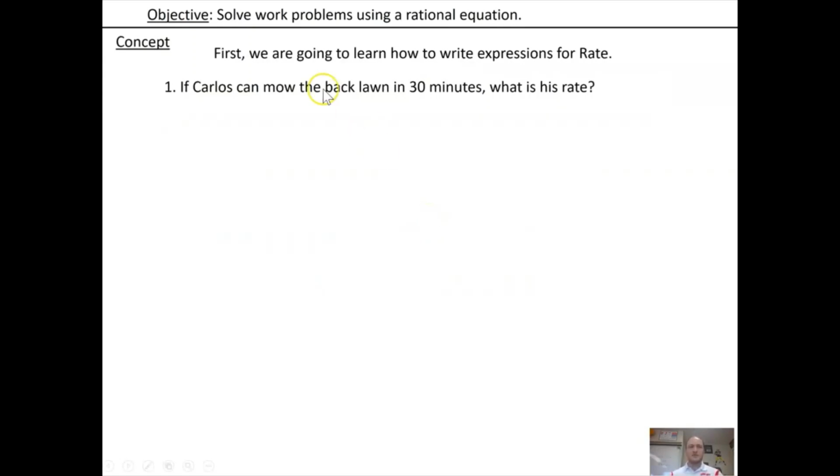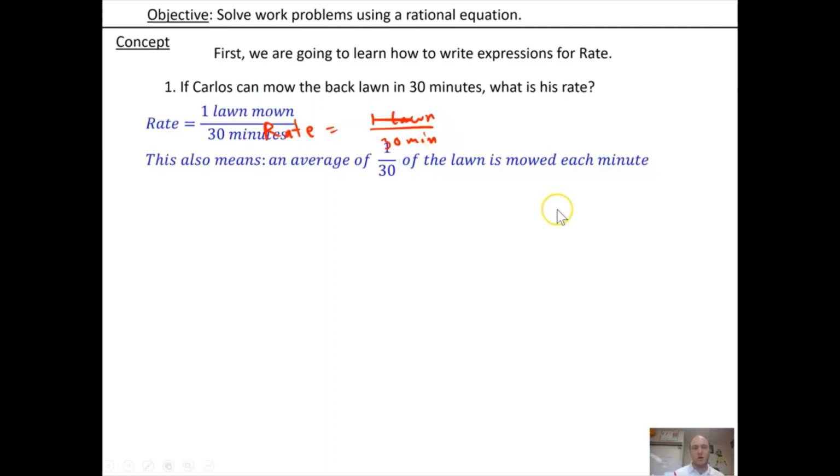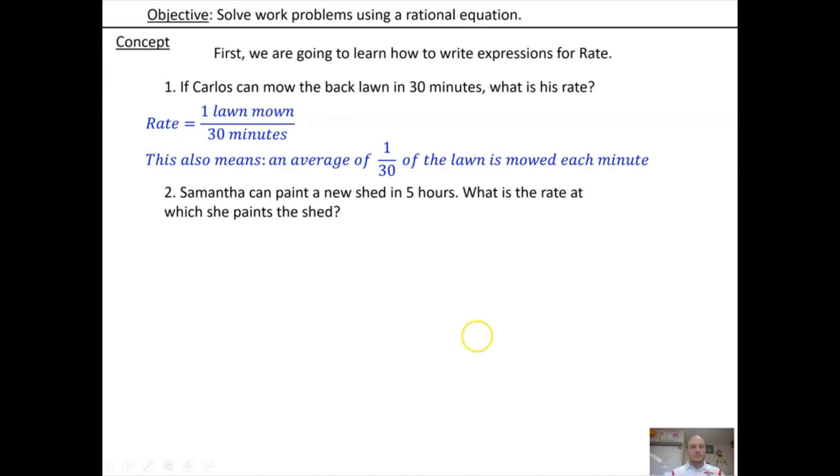So let's look at how to write expressions for rate. Number one: if Carlos can mow the back lawn in 30 minutes, what is his rate? Well, how many lawns is Carlos mowing? His rate is equal to one lawn mowed over 30 minutes. So that's his rate, one over 30.